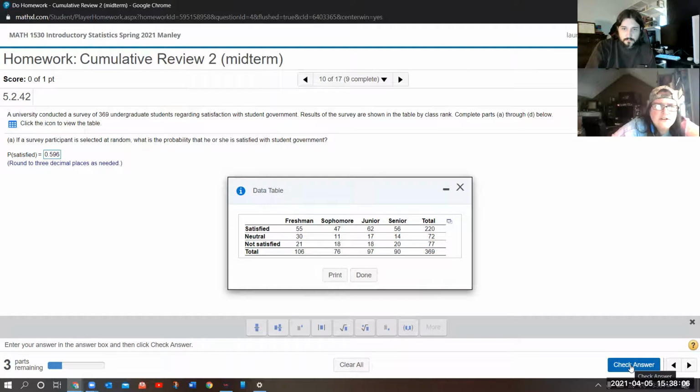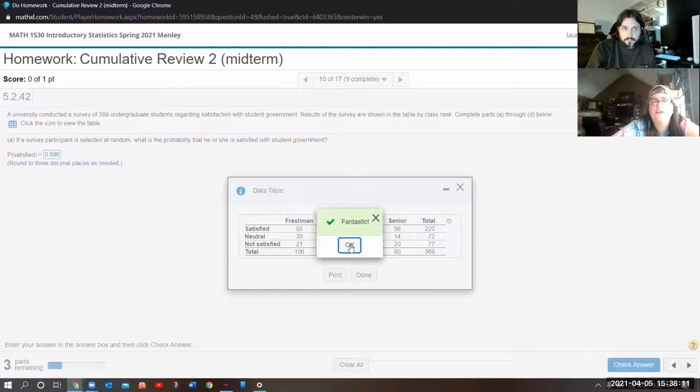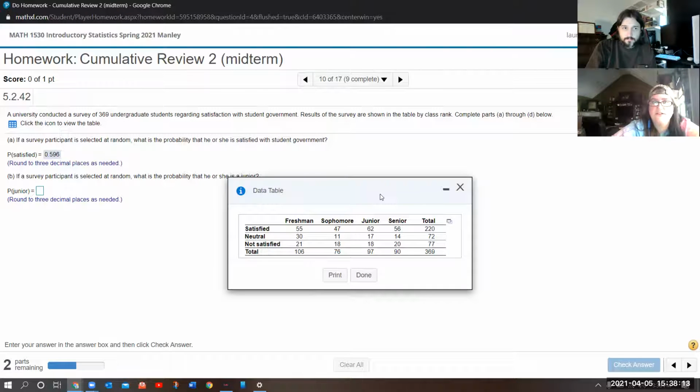That is a dot, right? That's not a comma. Yeah. Just making sure because I have a tendency to do commas instead of dots for some reason.